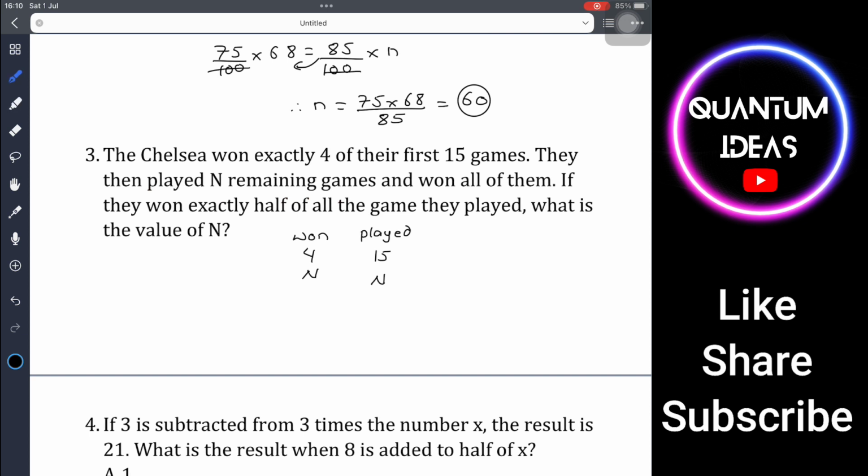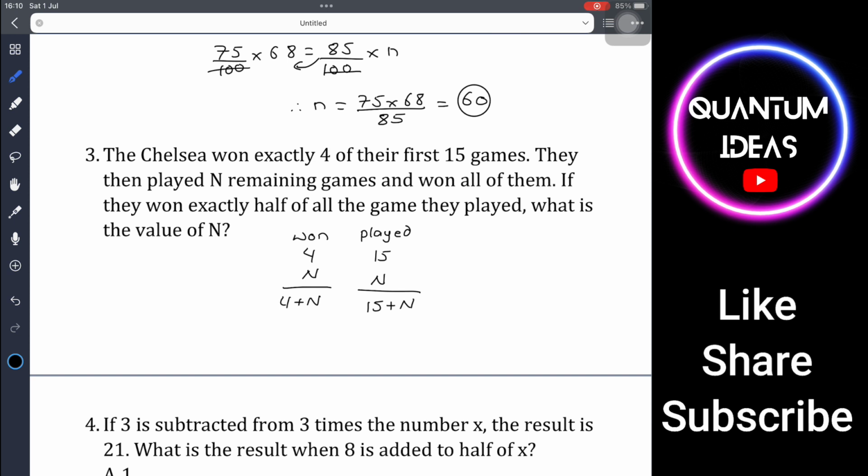If they won exactly half of all the games they played, what is the value of n? So we need to find n. See here, how many games did they play? They played 15 plus n. Then how many did they win? They won 4 plus n.